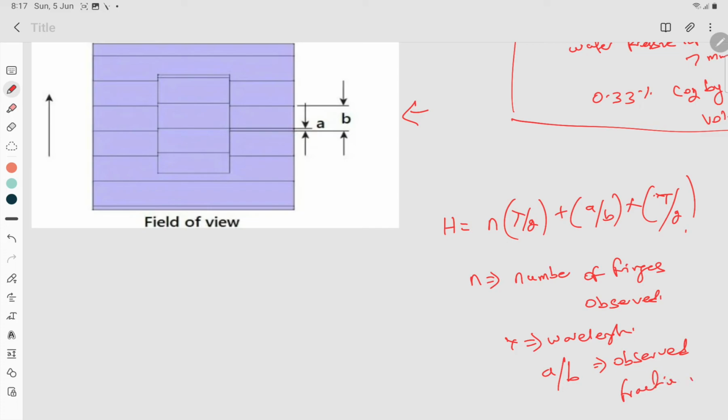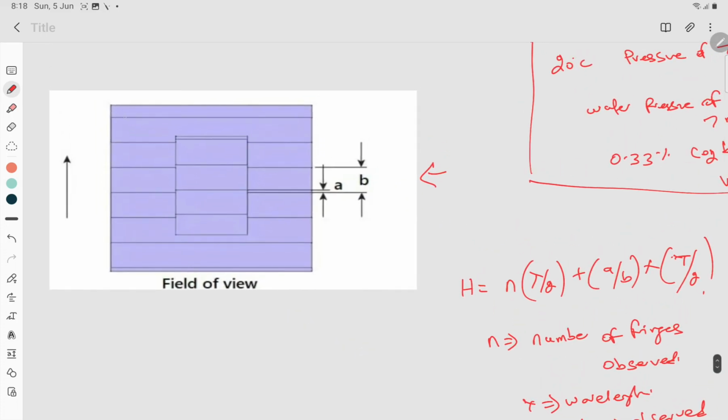You can see here in the picture, this fringe pattern was formed because of the interaction between the light from the optical flat and base plate, whereas this fringe pattern was formed because of the interaction of the light from the optical flat and slip gauge. You can see what A and B are from the figure itself, and you substitute this, we can easily calculate the height of the given slip gauge.